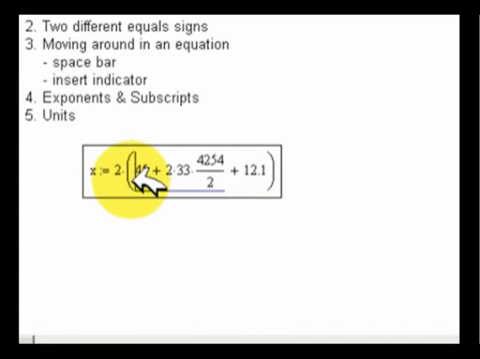Okay, so if I use the space bar, I can pick what I'm going to operate on, and the vertical bar there is telling us where it's going to be placed. So that's moving around with the space bar and insert indicators. That little vertical blue bar is called the insert indicator.